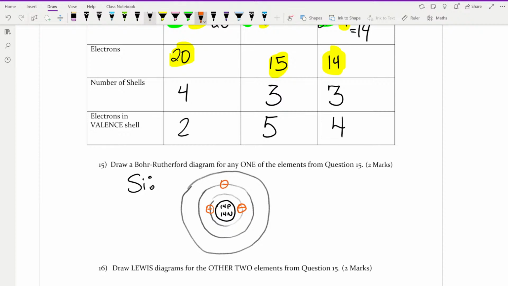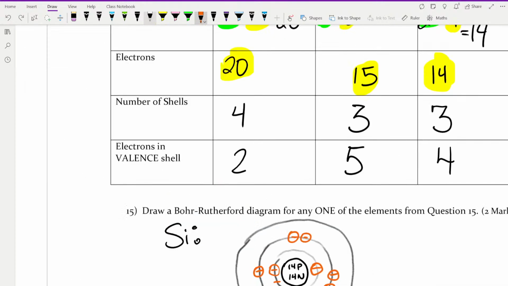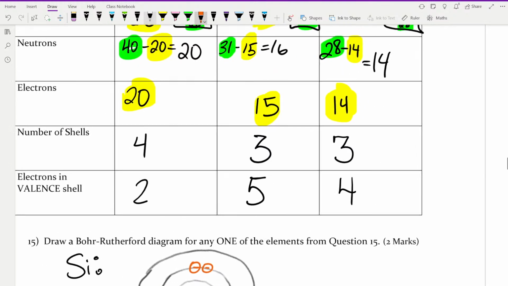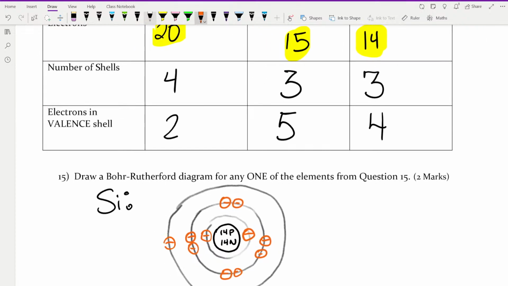The second shell holds 8, and we go 1, 2, 3, 4, 5, 6, 7, and... oh, that's in the wrong spot. Eight. And then the last one, well, we said the valence shell has 4. So the valence shell would have 1, 2, 3, 4.